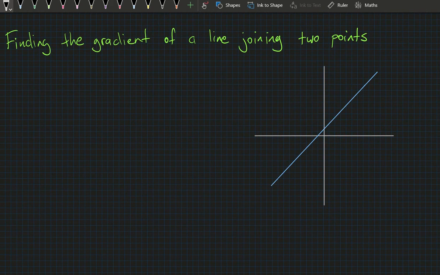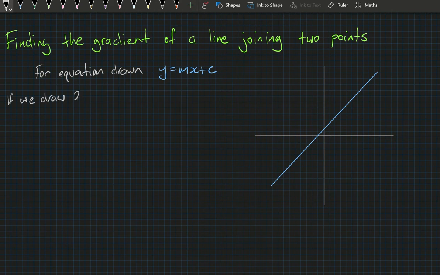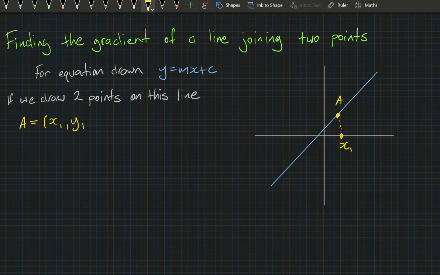In this section, we're going to learn how to find the gradient of a line that's joining 2 points. So this equation here is y equals mx plus c. And if we were to draw 2 points that sat on this line and call the first one point A, which has an x value of x1 and a y value of y1, and another point B, which has an x value of x2 and a y value of y2.